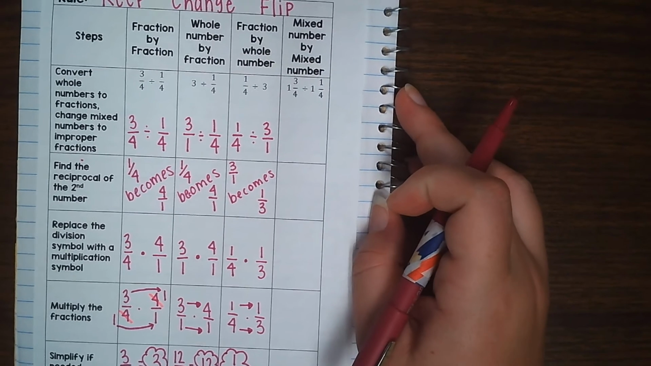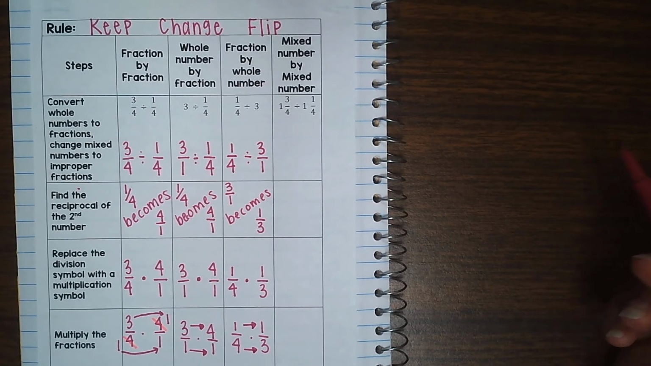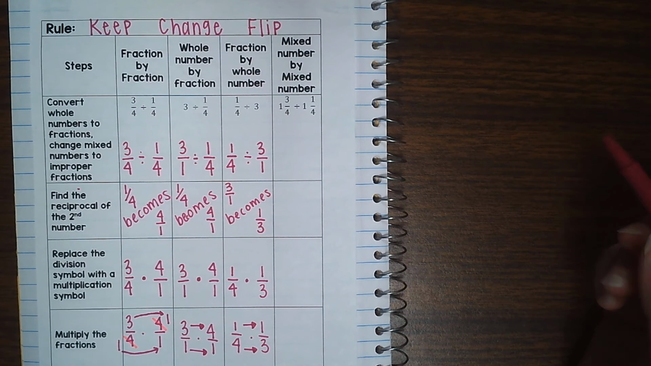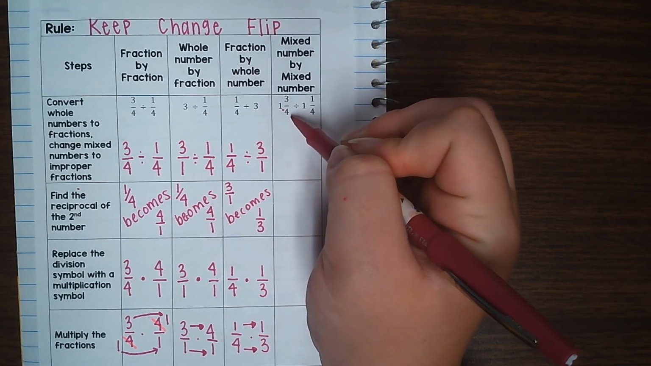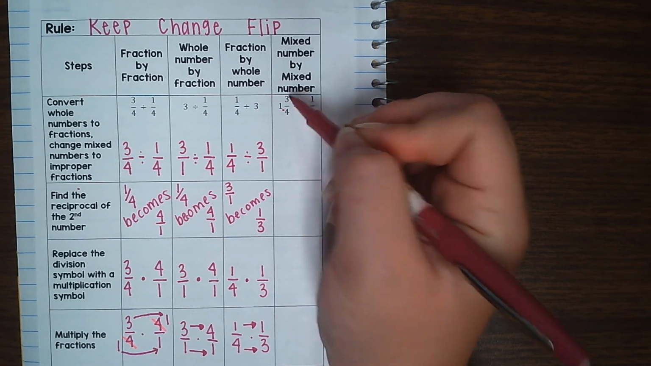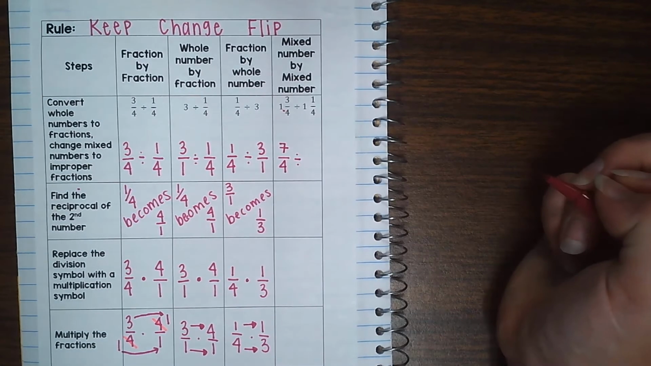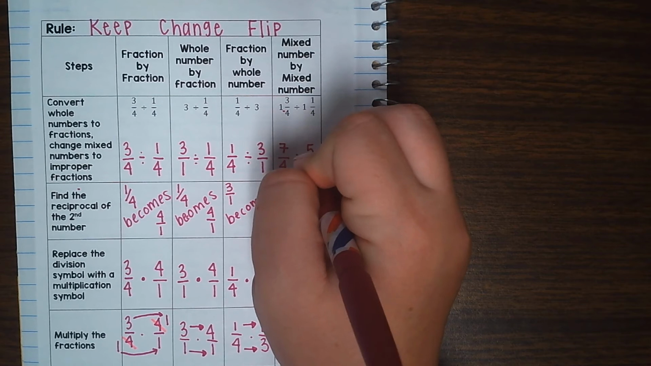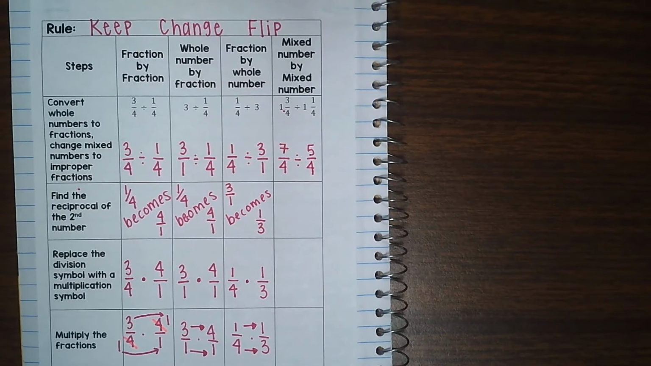And the last one is a mixed number by a mixed number. The first thing we do is convert whole numbers to fractions and change mixed numbers to improper fractions. So we've got some mixed numbers. We need to make those improper fractions. We do that by multiplying the whole number to the denominator. So 1 times 4 gives us 4. Then adding the numerator, 4 plus 3 is 7. So that's 7/4 divided by 1 times 4 is 4, plus 1 is 5, and our denominator stays the same. So we have 7/4 divided by 5/4.